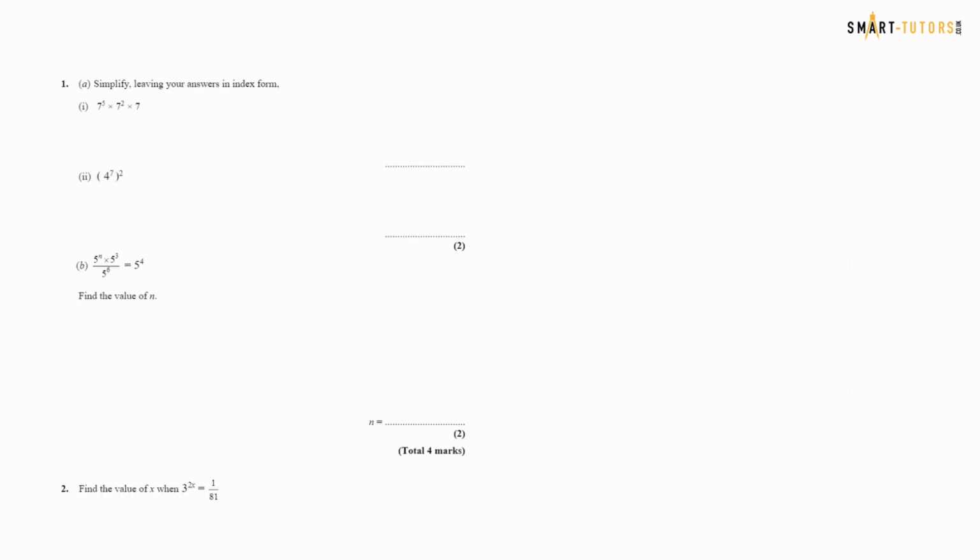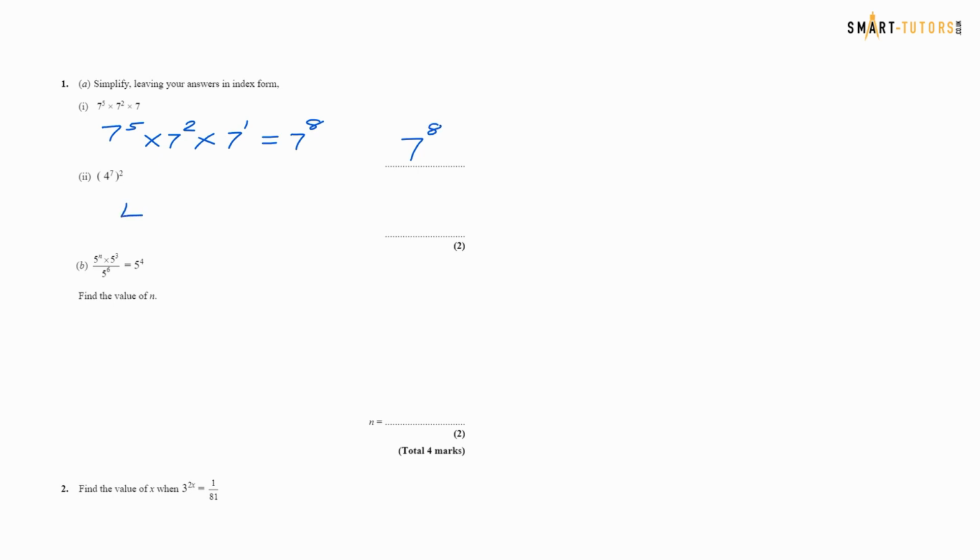Question number 1. Simplify and leave your answer in index form. 7 to the power 5 times 7 to the power 2 times 7. Just 7 means 7 to the power 1. So 5 plus 2 is 7, 7 plus 1 is 8. So the answer is 7 to the power 8.